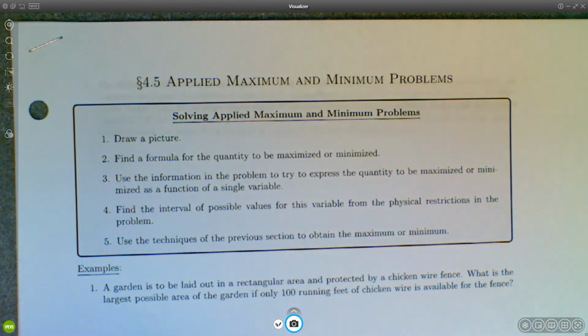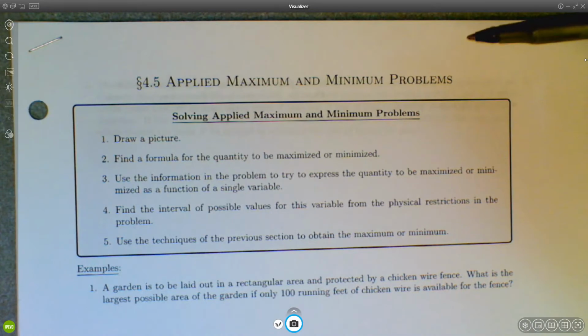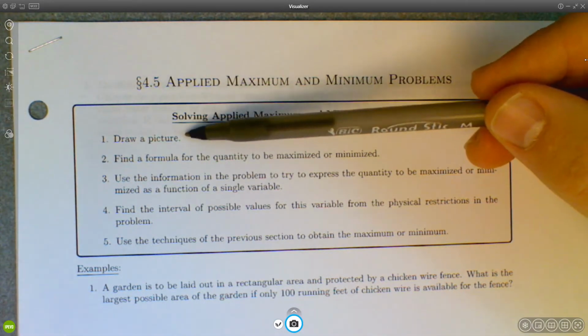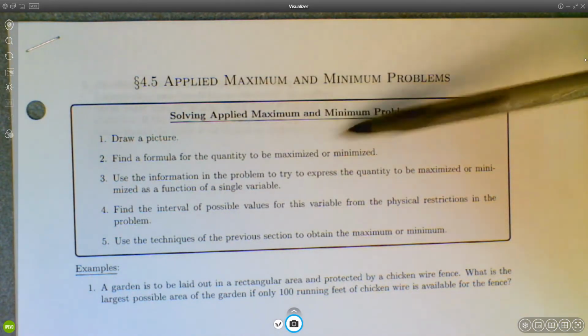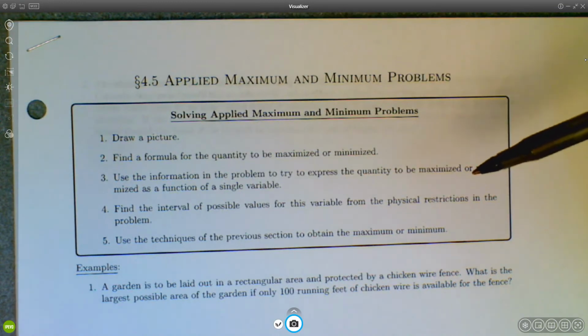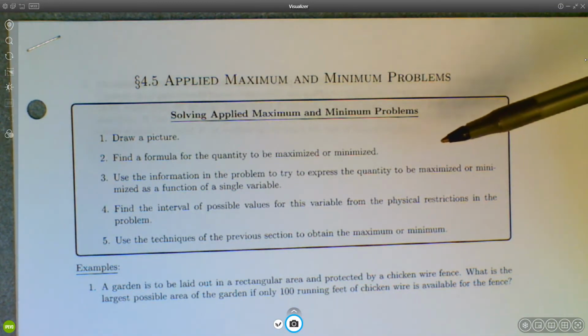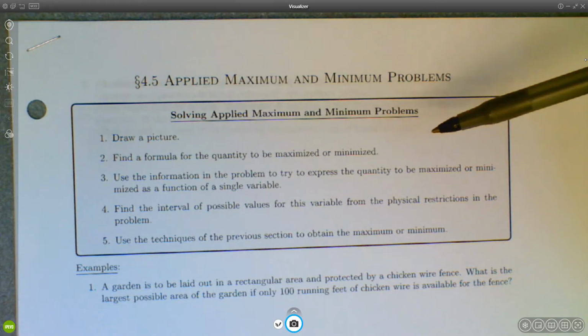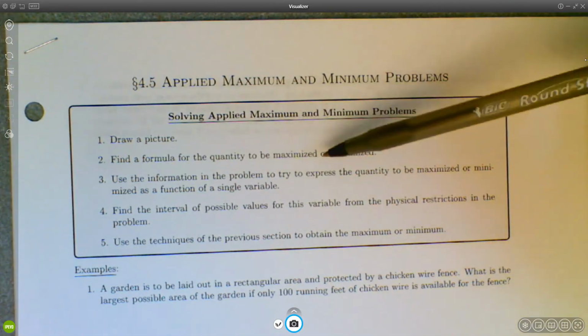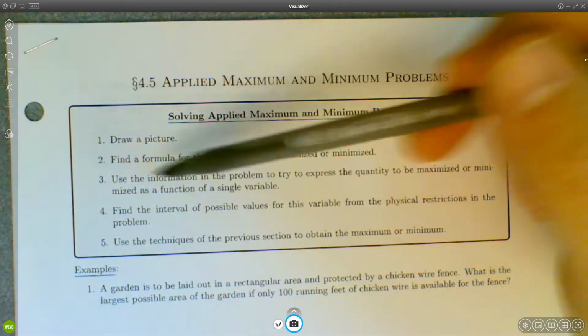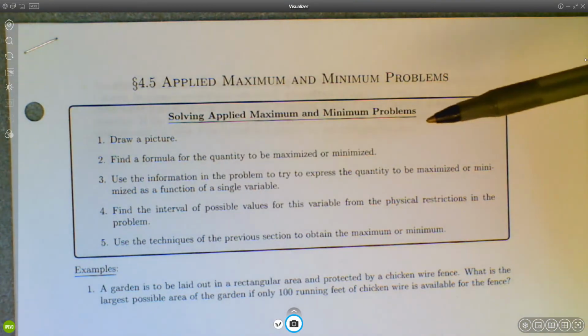I just copied these from the textbook, but I think they're good guidelines for solving these sorts of applied problems. So generally speaking, I'm going to start off by drawing a picture of the scenario. Then I'll try to find a formula for the quantity that I'm supposed to maximize or minimize. And this is going to work out much easier if we can describe that formula in terms of a single variable. So we'll try to use the information in the problem to express the quantity to be maximized or minimized as a function of a single variable.